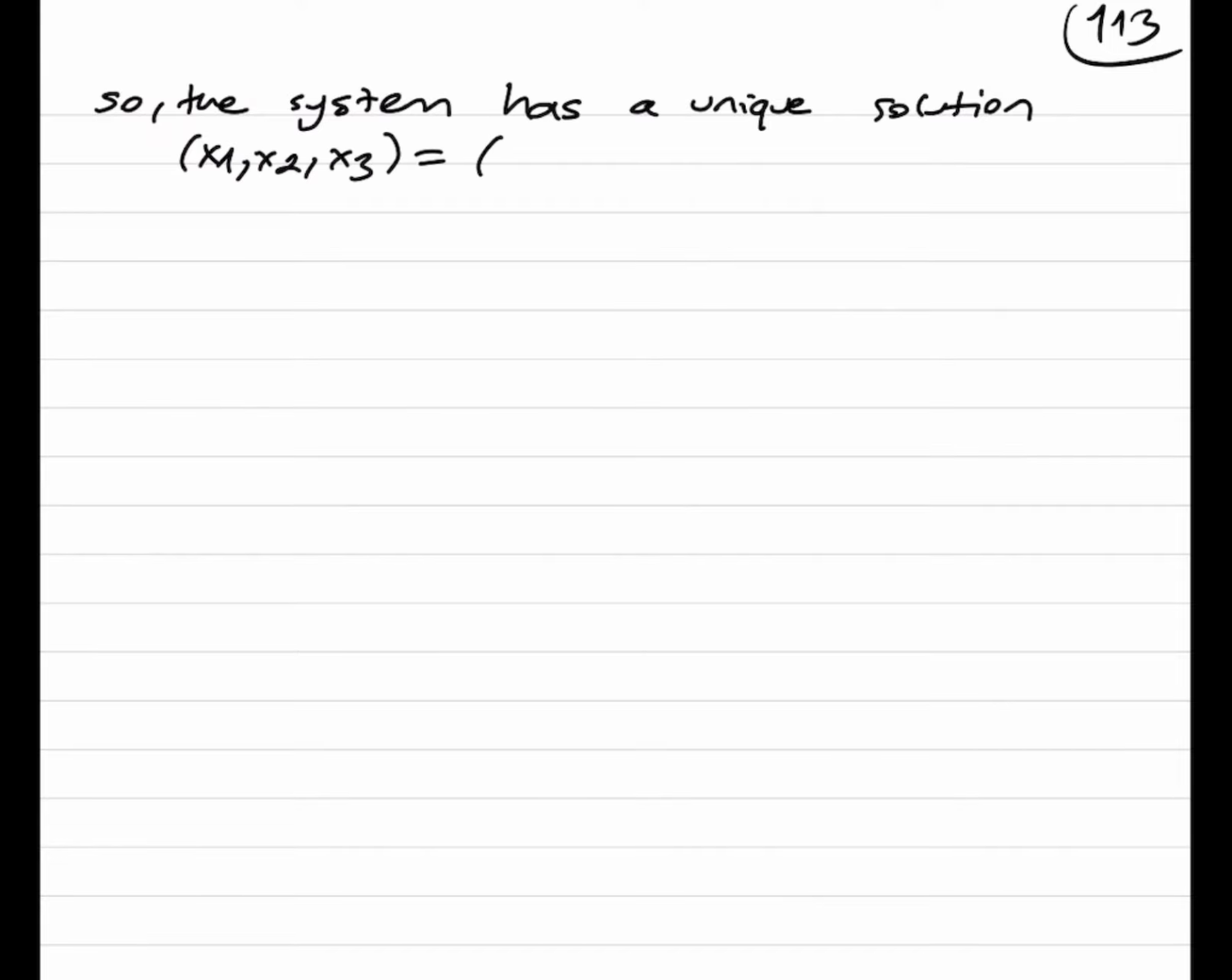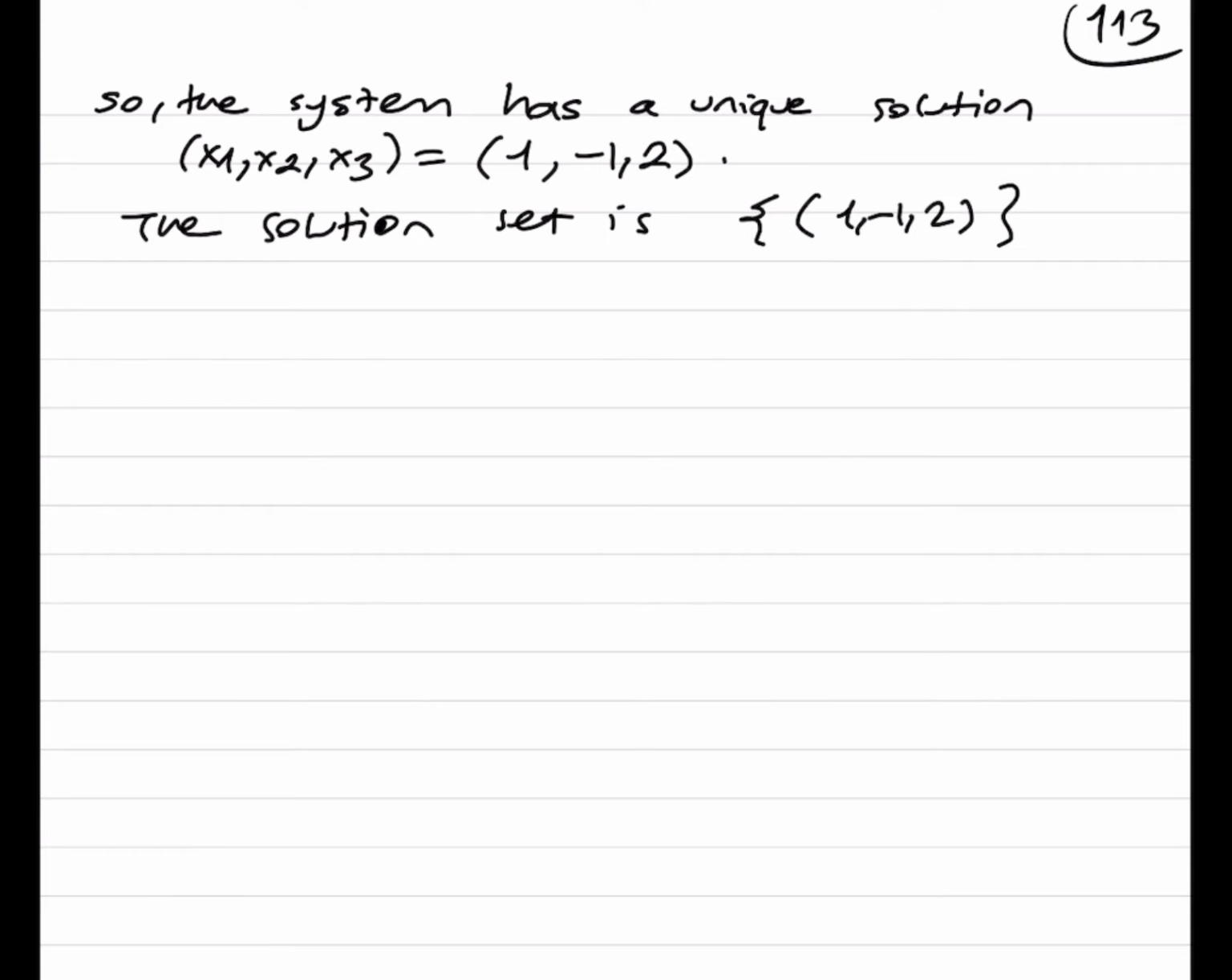So this system, in this case, has a unique solution. What is it? x1, x2, x3, and we find x1 to be 1, x2 minus 1, and x3 is 2. So the solution set is this, 1, minus 1, and 2. We can write it like this.